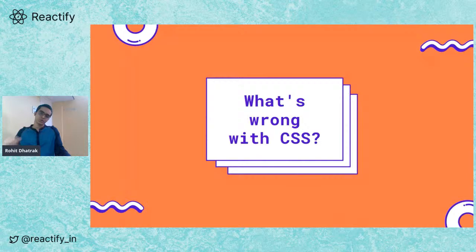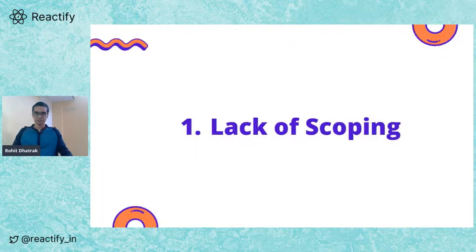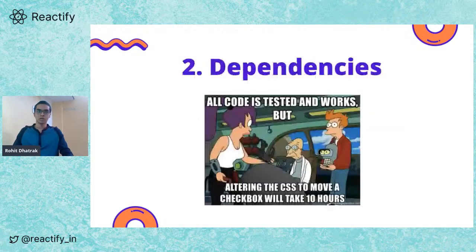So before we get into styled components, what's wrong with CSS? Why do we need another way to write CSS? So let's look into that first. First is lack of scoping. We know that CSS is scoped globally by default. Any CSS rule can target any HTML element in the DOM, unlike JavaScript where we have block scope or function scope. So that's a problem.